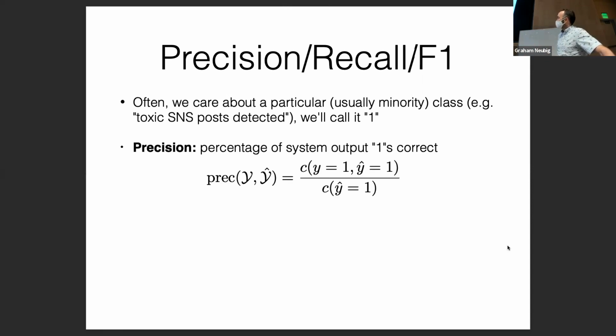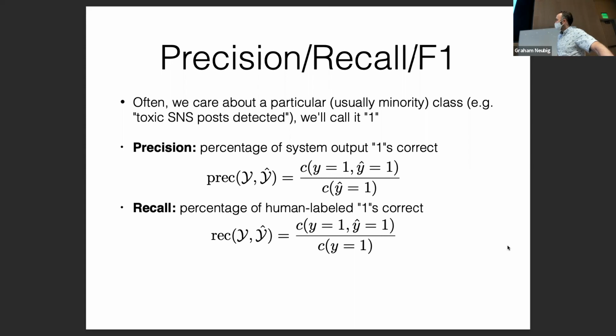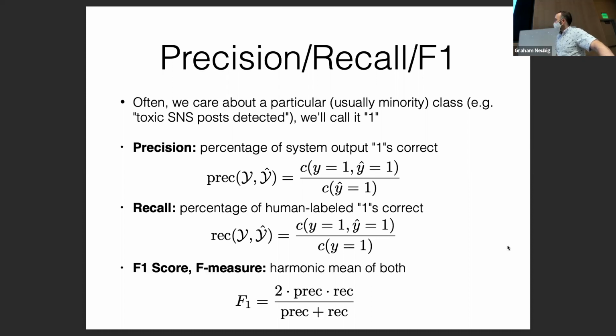So the way precision works is basically precision is the count of the number of system outputs that you get correct. So for example, if the system says 1,000 posts are toxic and 400 of those are actually toxic, then you would have a precision of 40%. Recall is the precision of human labeled ones, correct ones correct. So basically, if actually 500 were toxic, then you would have a recall of 80%. Then F1 score or F measure is the harmonic mean of both that tries to balance the two.